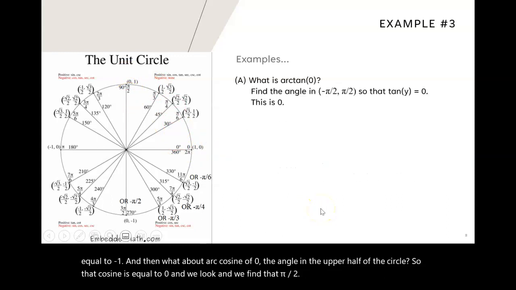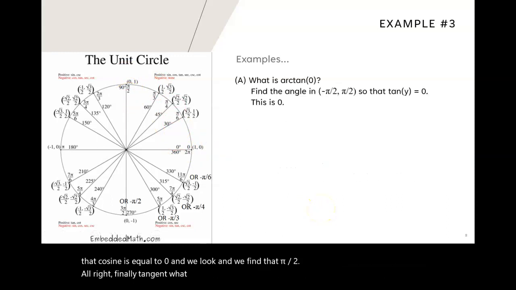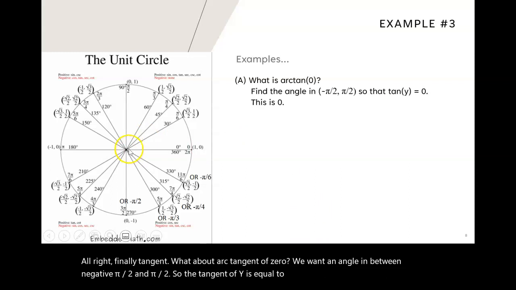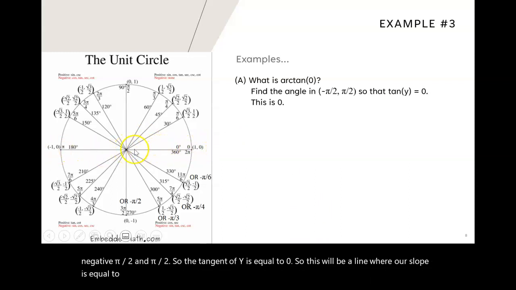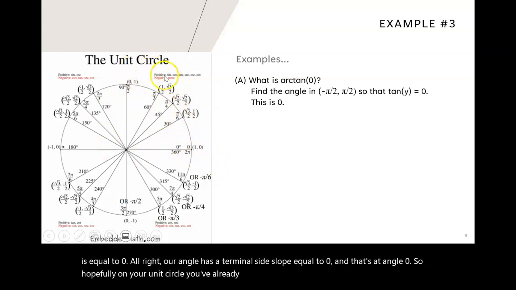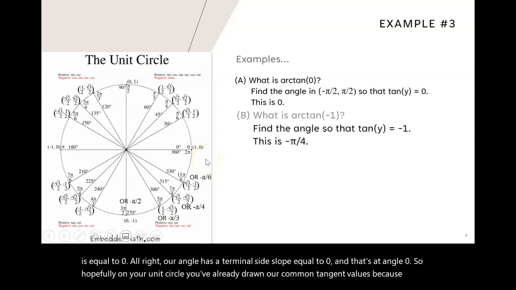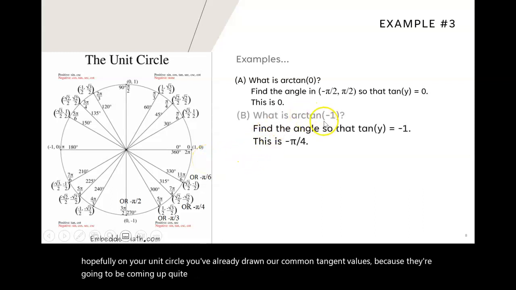All right, finally, tangent. What about arc tangent of 0? We want an angle in between -π/2 and π/2, so that tangent of y is equal to 0. So this will be a line where our slope is equal to 0. All right, our angle has a terminal side slope equal to 0, and that's at angle 0. So hopefully on your unit circle, you've already drawn our common tangent values because they're going to be coming up frequently.